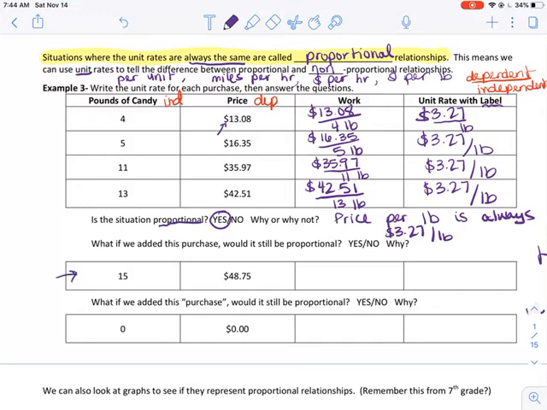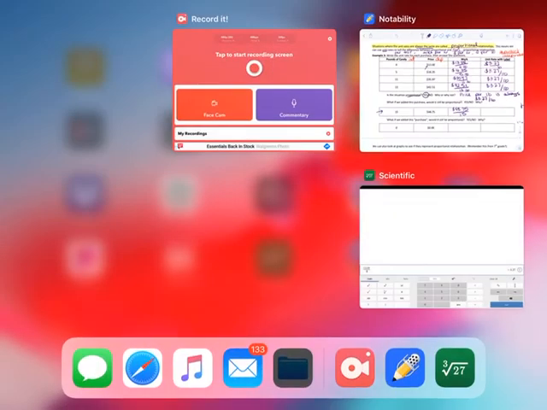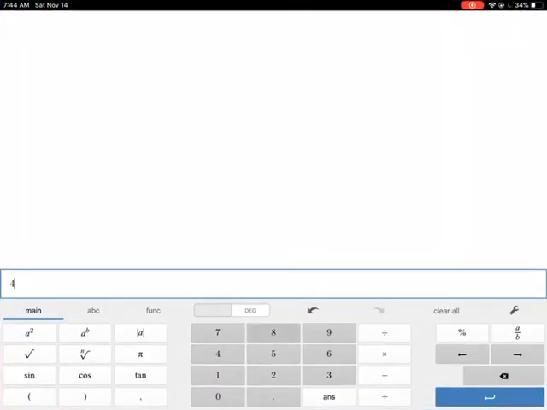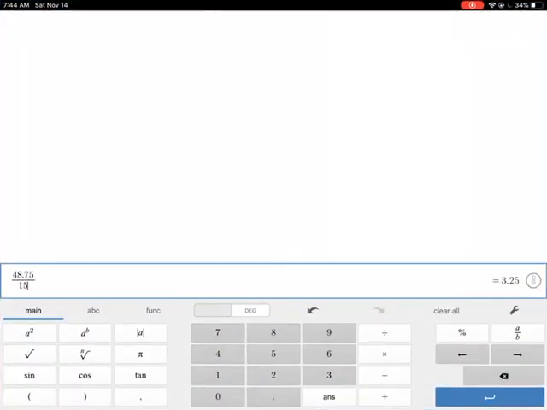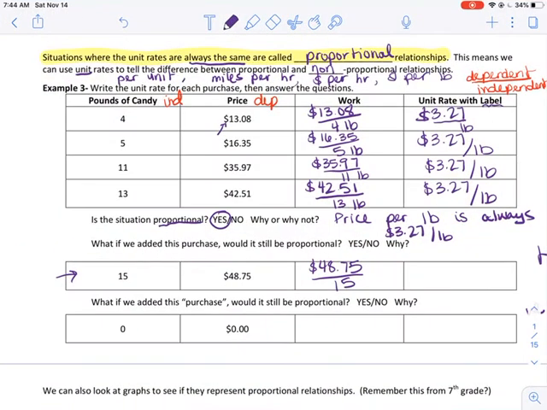Okay, then what happens if we add this purchase? I'm going to write my fraction, 48.75 over 15. Let's divide that in my calculator. 48.75 divided by 15, and I get 3.25. So the number I got was 3.25, but remember I need to put my units. This should be dollars per pound. And you could write it like per pound like this. It's just, I'm a math teacher. I like writing things as fractions, and it is a little easier than writing out per.